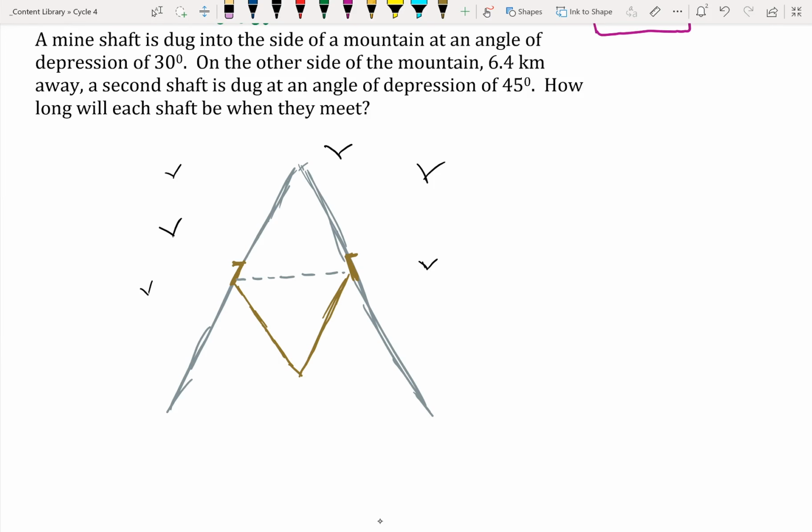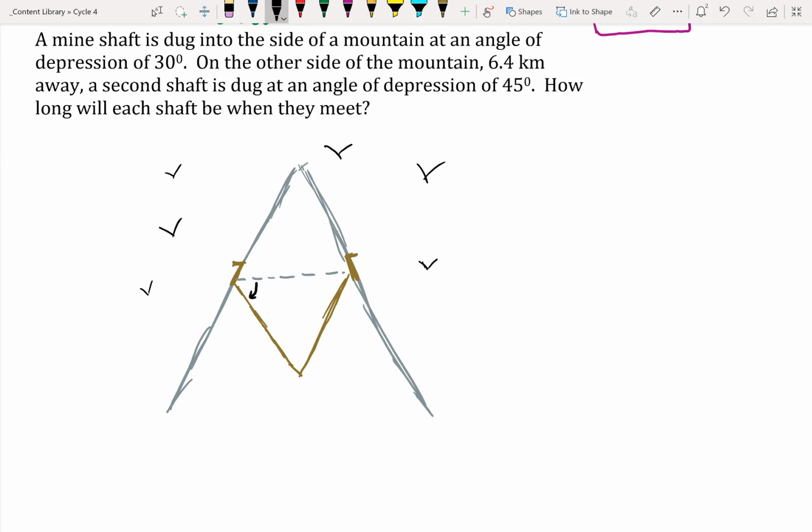So I've drawn my mountain here. I've drawn my two mine entrances and the mine shafts. So what I'm going to do now is label all my information. So we can already kind of see the triangle forming. So we know that one mine shaft is dug at an angle of depression. I have my horizontal already drawn, so I'm going down from that.